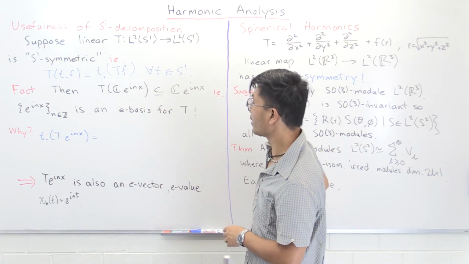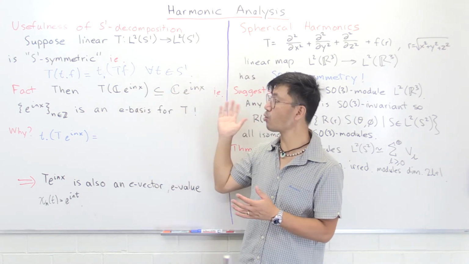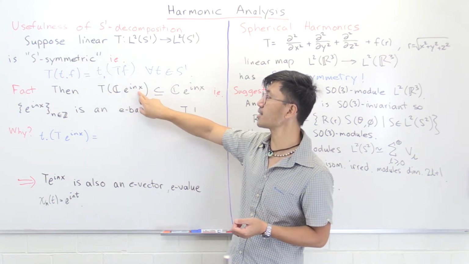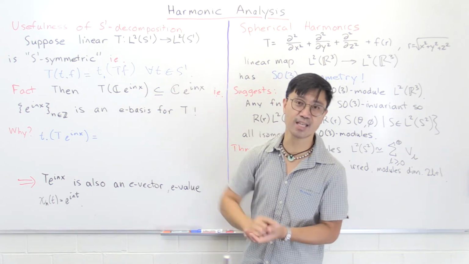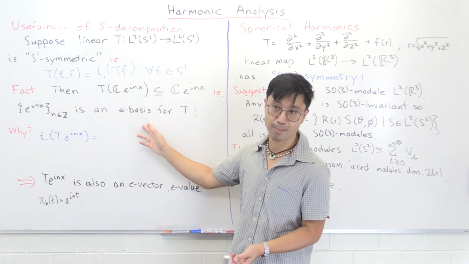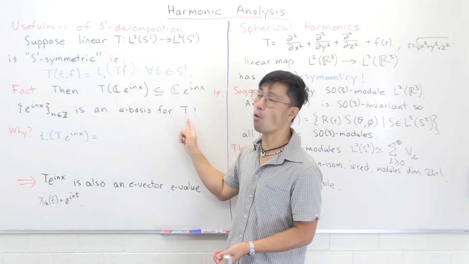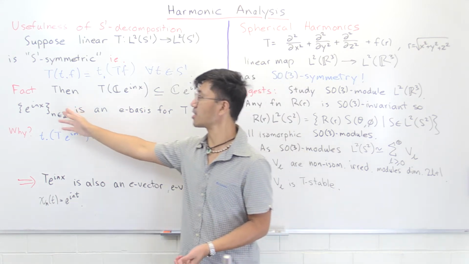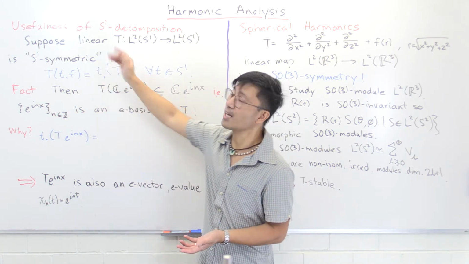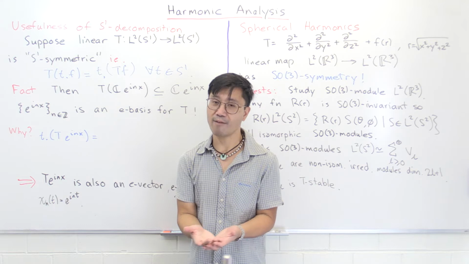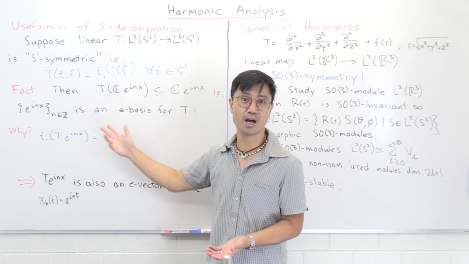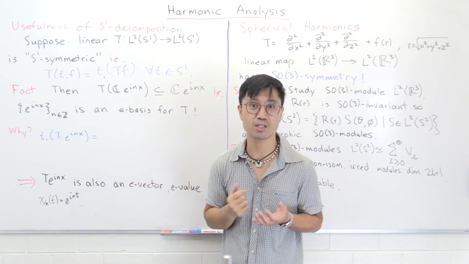This is a very interesting result, and another way to see why it's interesting is, what does T do to this e to the i n x? It lands inside here, so it's just a scalar multiple of e to the i n x. So in other words, this e to the i n x is an eigenbasis, a Hilbert space eigenbasis, for T. This is something that you get very often. How often? Whenever you have this T that is S1 symmetric. As soon as we have this symmetry property of T, then we get a nice eigenbasis for it. And that explains why it's so useful.